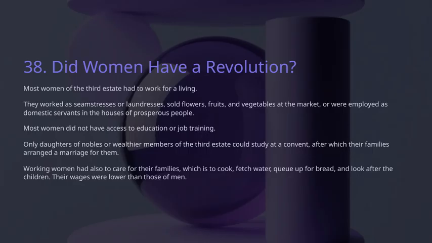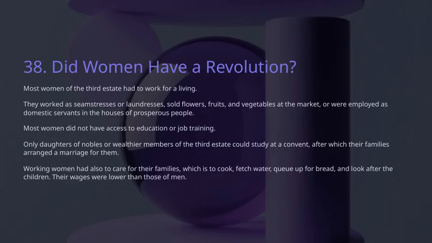But it's important to note that most women didn't have access to education or job training, which limited their opportunities. Only daughters of nobles or wealthier Third Estate families could study at a convent, and even then, their families often arranged marriages afterward. Working women also had a lot on their plates at home.